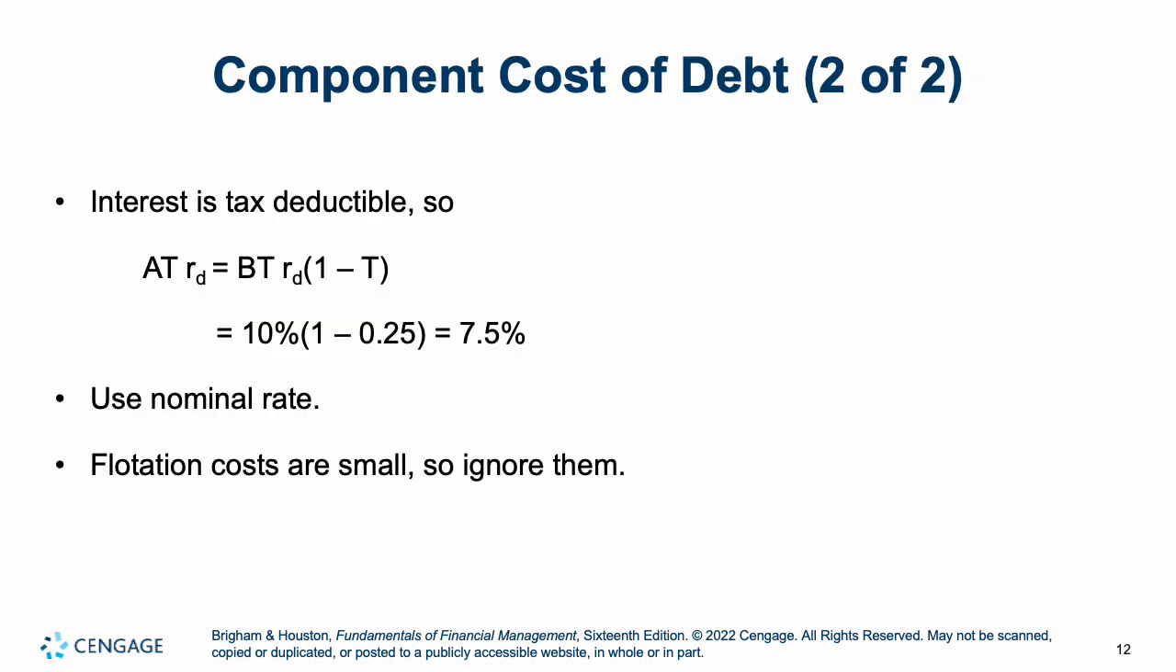So component cost of debt. Since our cost of debt is 10%, but we can write it off our taxes, we're going to multiply that 10% by 1 minus 0.25. And what are we going to get? We're going to get a component cost of 7.5%. So that is the number that gets plugged into our weighted average cost of capital calculation, not the 10%. The reason being, debt is tax deductible. It reduces the rate in a real sense because we can write that interest off our taxes. In this case, use the nominal rate, and flotation costs are small, so we're going to ignore them as well. So that's how we determine our component cost of debt.